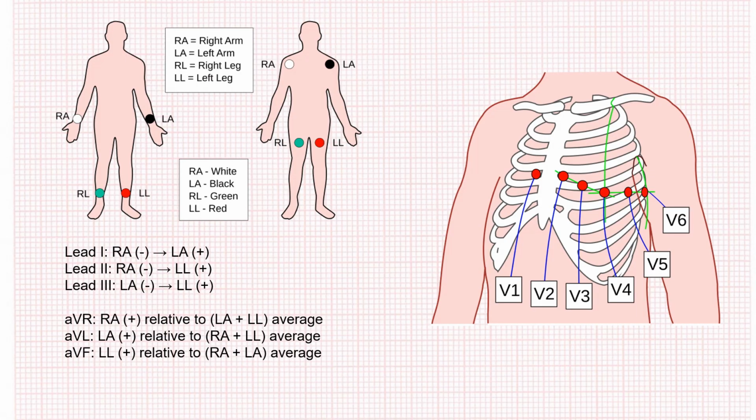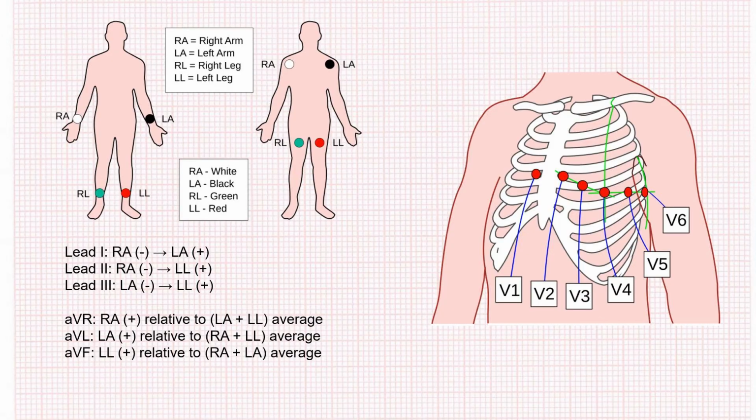Just talking about electrode placement for EKGs, they're typically placed on the right arm and the left arm, represented by RA and LA, as well as the left leg. And then there's a fourth electrode that's placed on the right leg, which acts as a ground. EKG records the voltage difference between these specific pairs of electrodes.